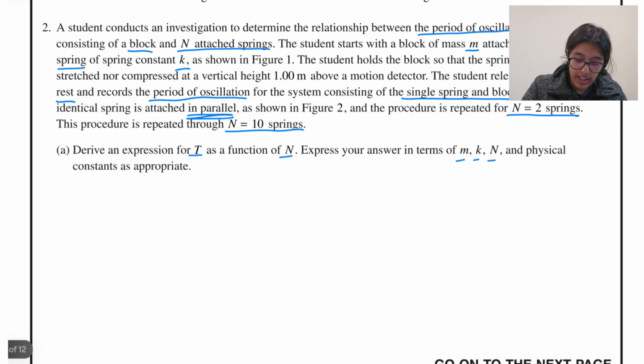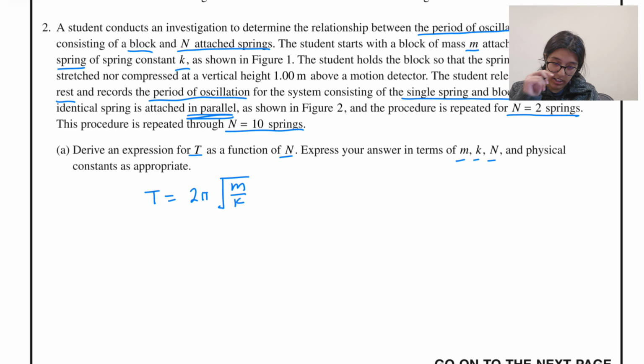All right, we're back at part A, and I'm going to write that equation I just saw. So T is equal to 2 pi square root m over k. But let's go back to the question. It says to derive an expression for T as a function of n. Over here, we don't have n, so we need to find a way to get n into that function. But other than that, we do have m, which is correct, and we do have k. We just need an n.